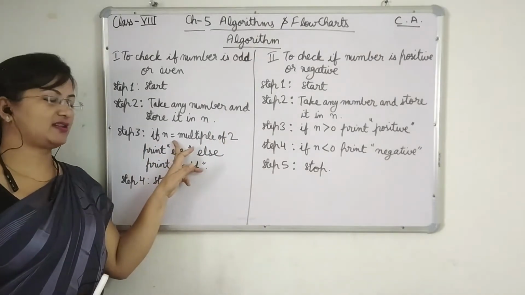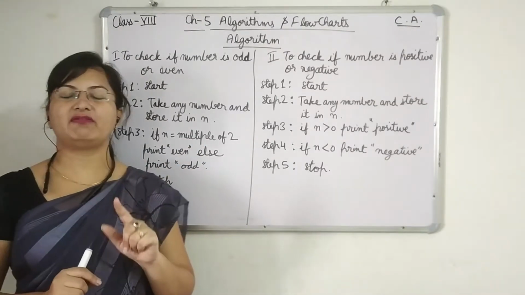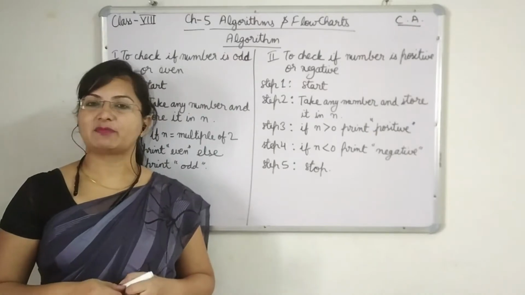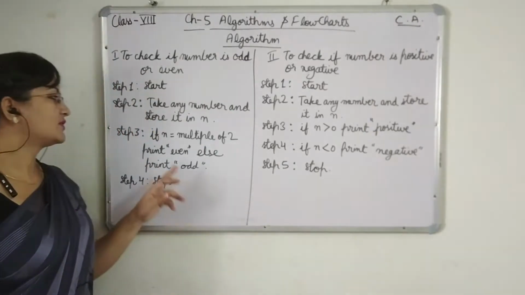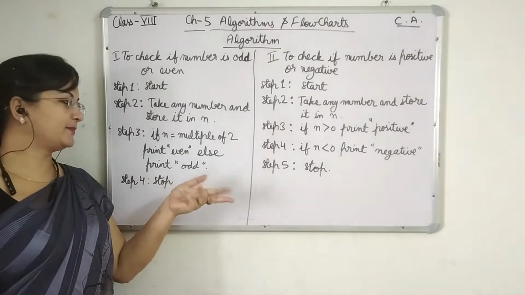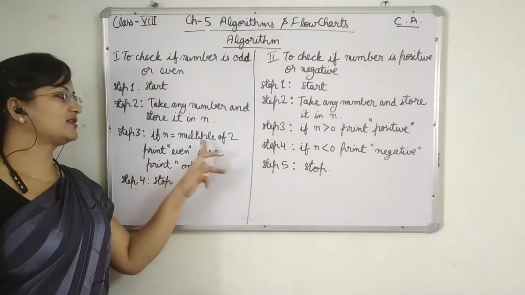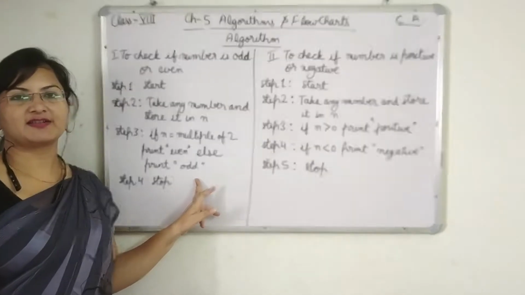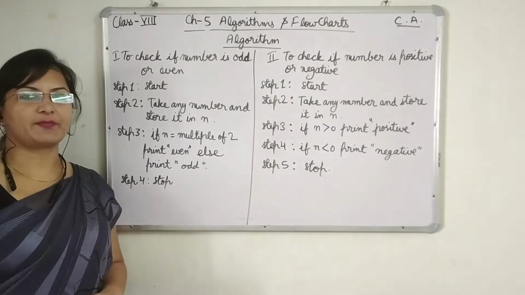And then we will check that n is multiple of 2 or not. You know very well that even numbers can be completely divisible by 2. That means even numbers are multiples of 2. So we will check if n is multiple of 2. That means even number. Else print odd. Okay. So if it is multiple of 2, even will be printed. And if it is not, then odd will be printed. And then in the last you have to write stop.